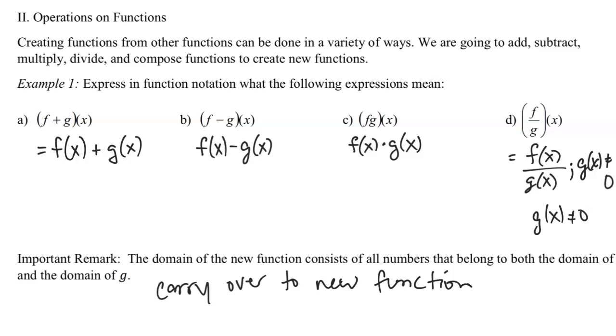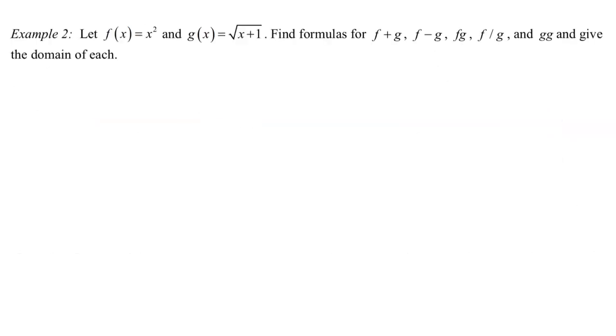So we're going to have to know how to find domain, and we're going to have to know that in some cases that restriction on one of those functions carries over to the new function. All right, in example 2, we're given a function f of x is equal to x squared, another function g of x is equal to the square root of x plus 1, and we want to find all of the following formulas. So here we go.